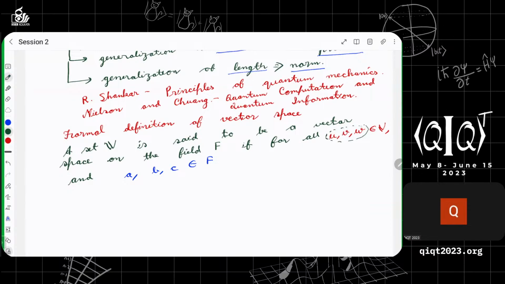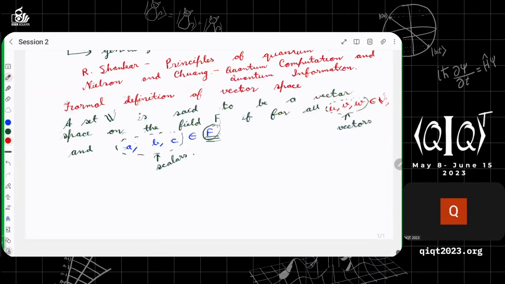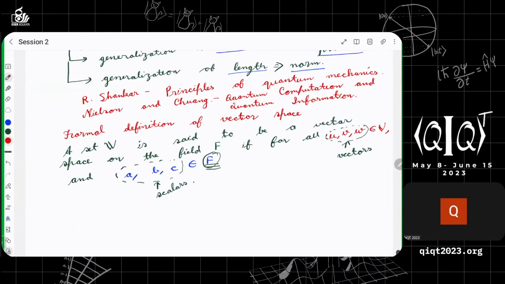So the field is a field of scalars, we can say. And we will not go into the formal definition of a field. For our purposes, we will just assume that a field is a set which contains scalars, and that's it. So we will call it a vector space if it satisfies the following properties.